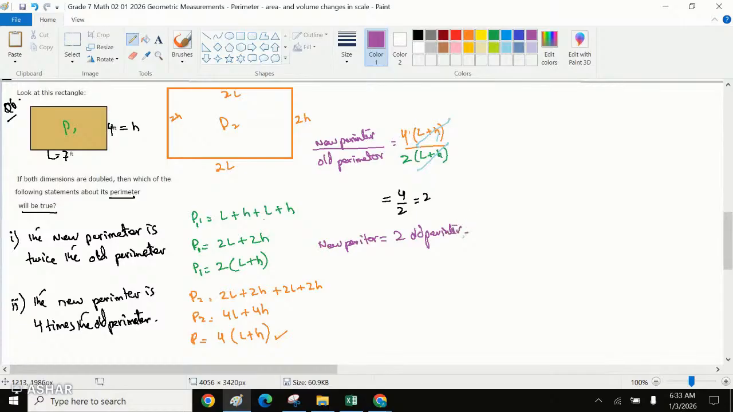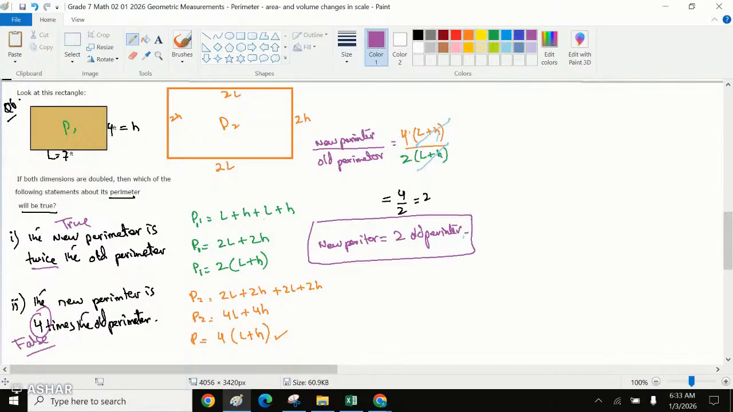So which statement is correct? Once we look at both the statements, the first statement said the new perimeter is twice the old perimeter, right? And we did find that it is twice the old perimeter. So this statement is true for us, and the other statement is false. The perimeter does not equal 4 times the old perimeter. It would be only twice. Whenever we have perimeter, volume, or surface area, what we need to do is put the values into the formula, simplify the formula and you'll find the ratio.